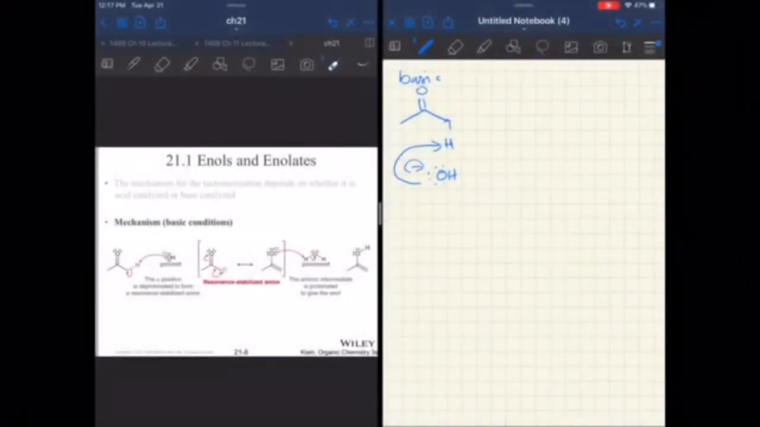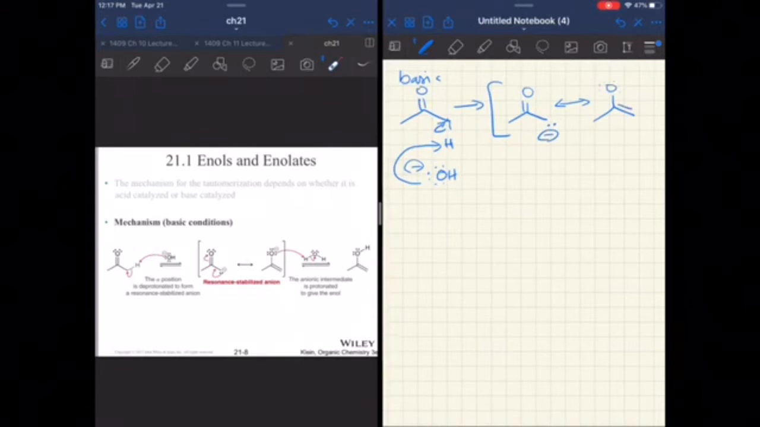So once we pluck up that proton, those electrons go down onto the carbon, right, and we make a carbanion. There's a resonance here, right, that negative charge. It's on an allylic position, so that negative charge can also be pushed up onto the oxygen.